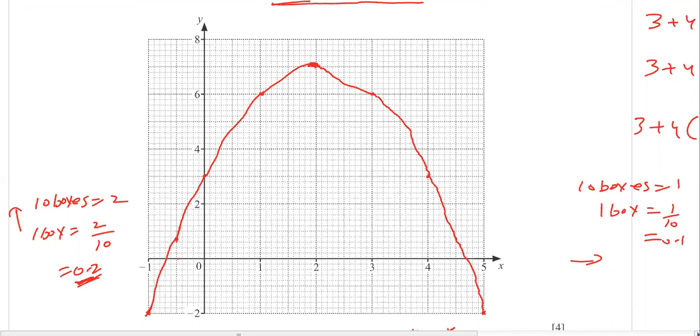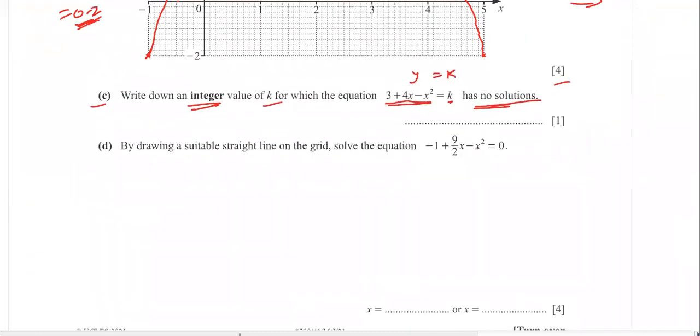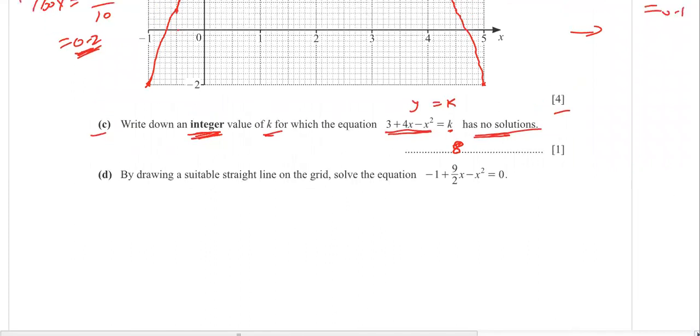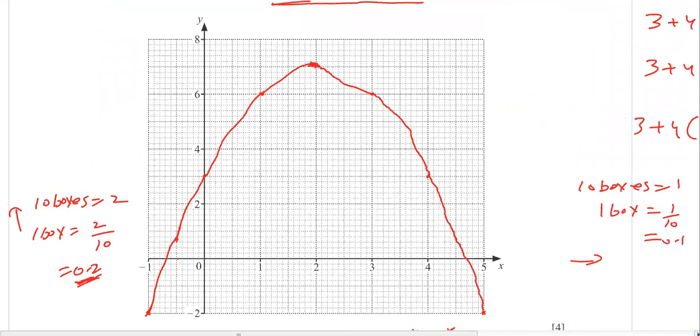But you can't write the decimal value. Instead, you must write the integer. So the integer greater than 7 is 8. So you can say the value of k is 8. Okay. Why can't I write 7? Look at 7, it will have one solution at this point.